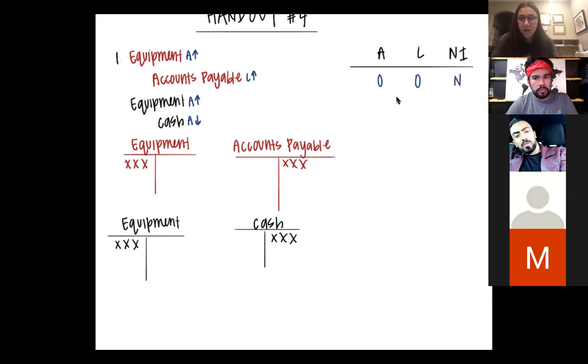Is everyone good with that? Net income. I'm sorry? Which accounts do affect our net income? Revenue and expenses. Net income has to do with our income statement. So revenue minus expenses equals our net income. Does that answer your question?